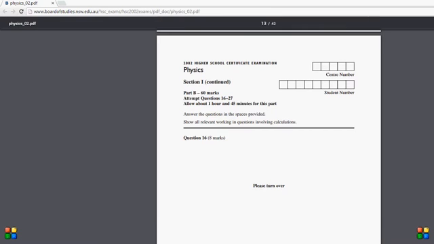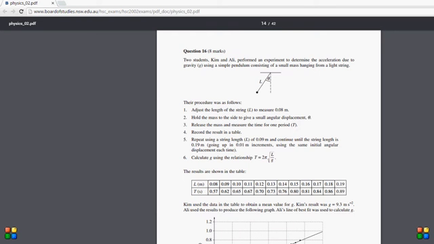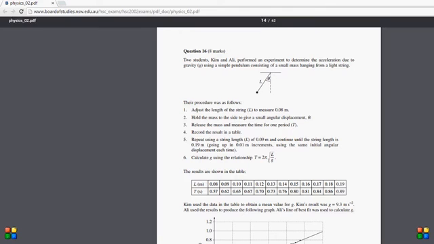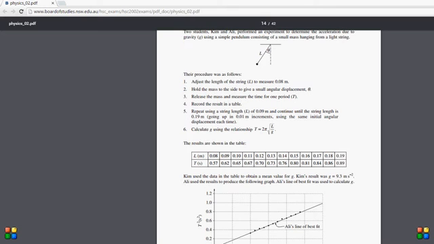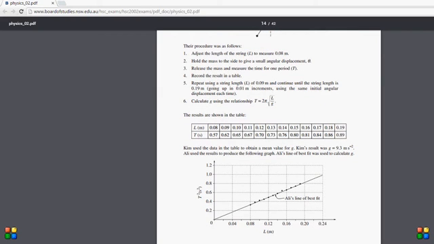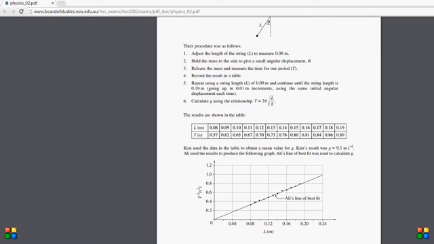Let's get on. Alright, so question 16 is an experiment question. Kim and Ali perform an experiment. There's the method, and these are the results that they got. Kim used the data in the table to obtain the mean value, so this should be screaming some sirens at you, and her result was G is equal to 9.3, which is quite different to 9.8.